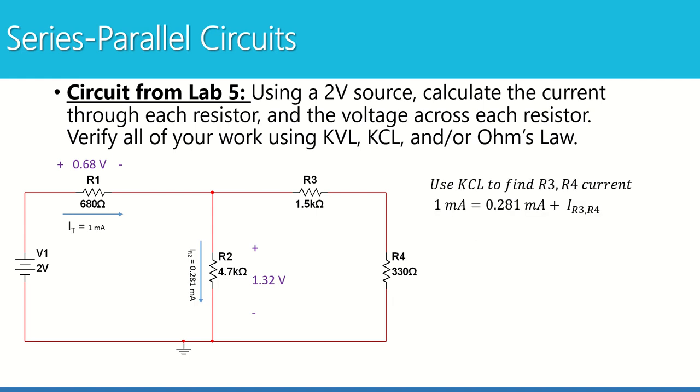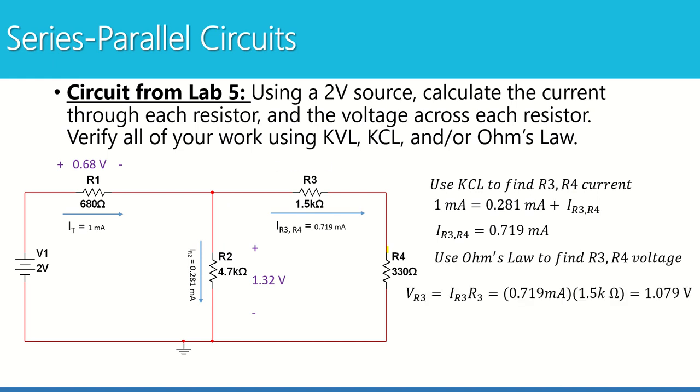So we have our current and voltage for R2. I'm going to use KCL to find the current for R3 and R4. 1 milliamp goes in, 0.281 goes down through R2, so I know the rest must go through R3 and R4. Now that I know this current, I can find the voltages for R3 and R4 using Ohm's law. And once I've done that, I'm going to add them to my picture.